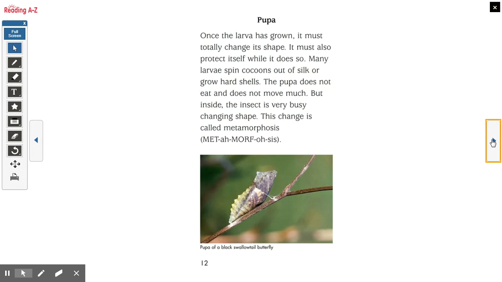Pupa. Once the larva has grown, it must totally change its shape. It must also protect itself while it does so. Many larvae spin cocoons out of silk or grow hard shells. The pupa does not eat and does not move much, but inside, the insect is very busy changing shape. This change is called metamorphosis. And here we have a pupa of a black swallowtail butterfly.